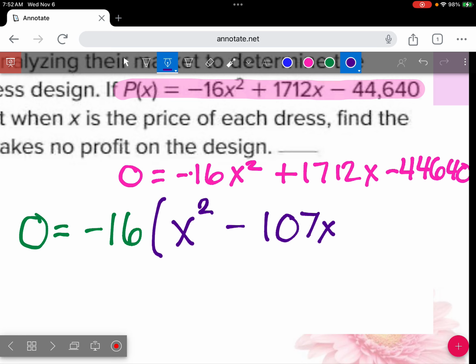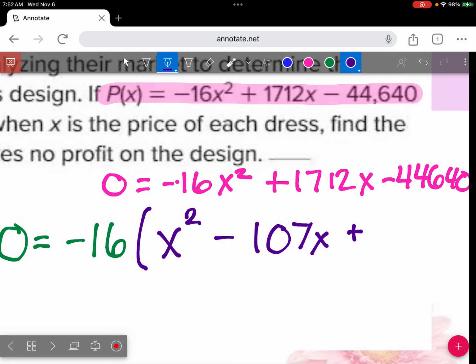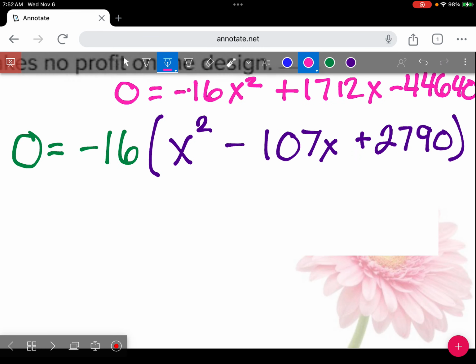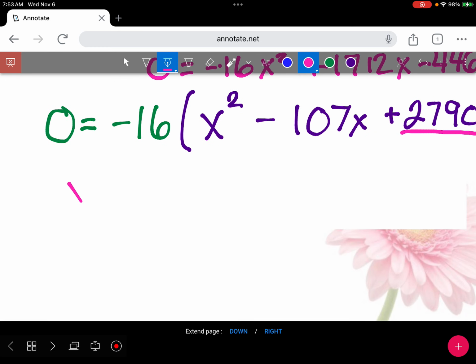And then we're going to have our minus 44,640. And divide that by negative 16. And we're going to get positive 2,790. Too many numbers. So what we're looking for when we're trying to figure out these zeros is which pair of numbers is going to multiply to make 2,790 and add to negative 107.